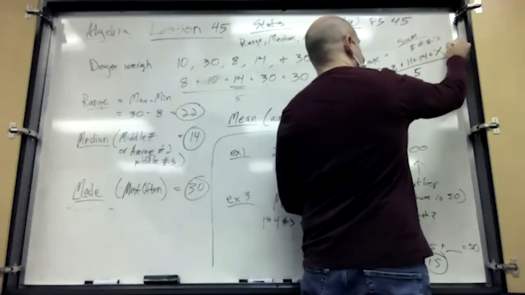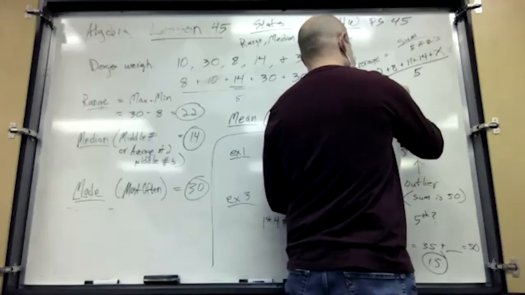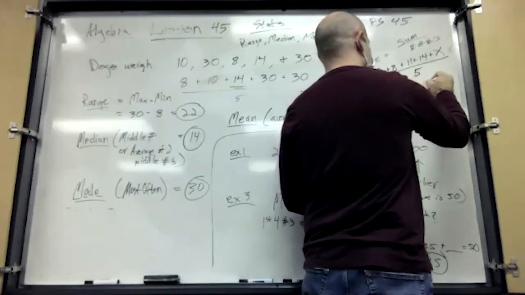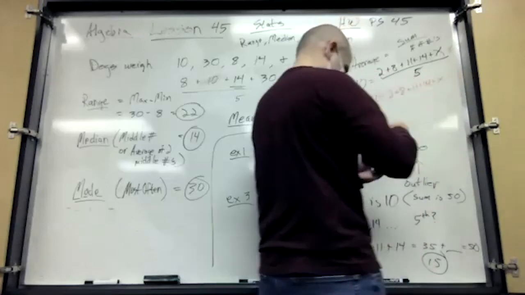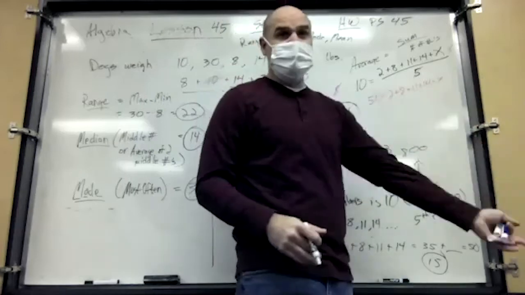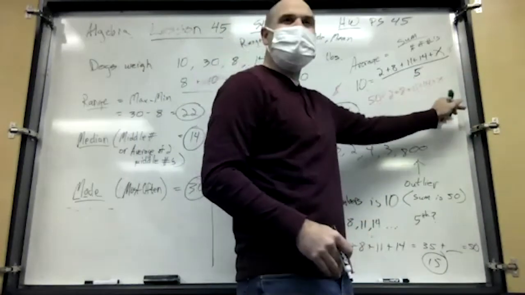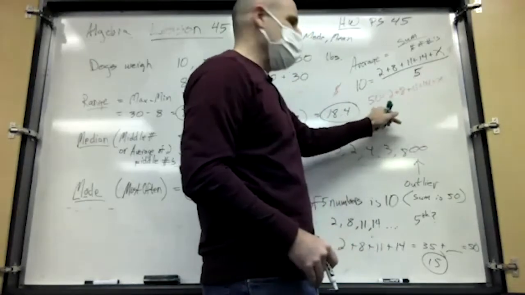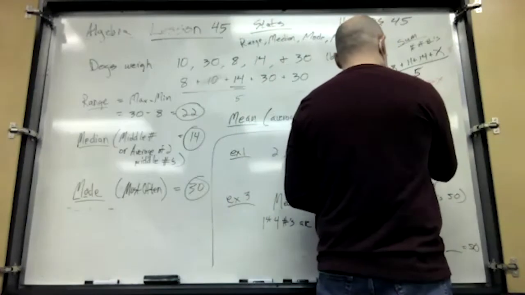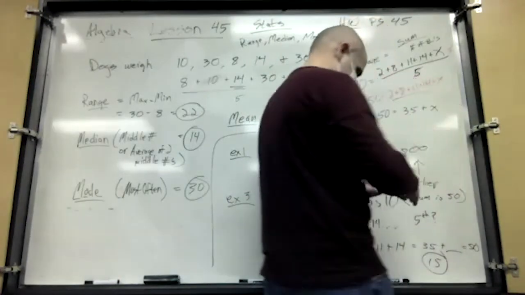Multiply, right? So we're going to multiply both sides by 5. So we get 50 equals 2 plus 8 plus 11 plus 14 plus x. Okay? So I'm going to follow the steps to solve equations, clean up the left side and clean up the right side separately. So that one's already cleaned up. Now we can just combine like terms. So 50 equals 35 plus x.